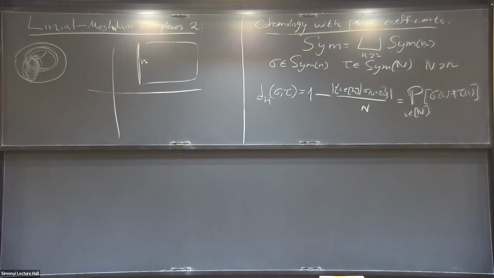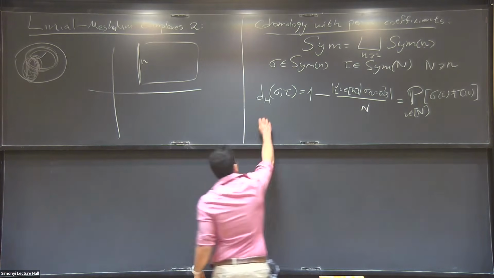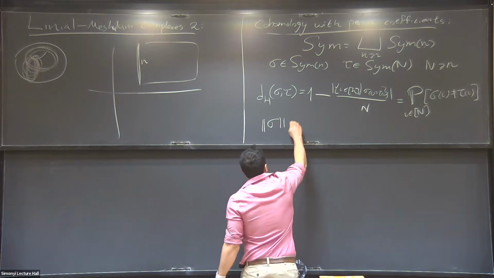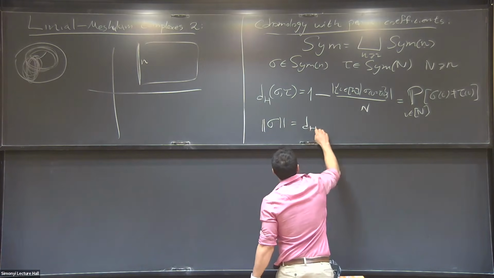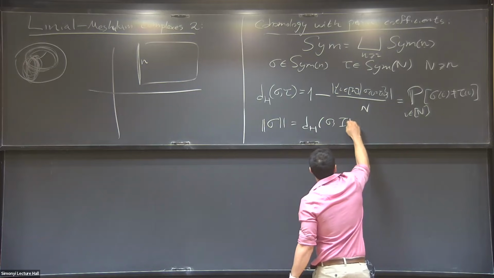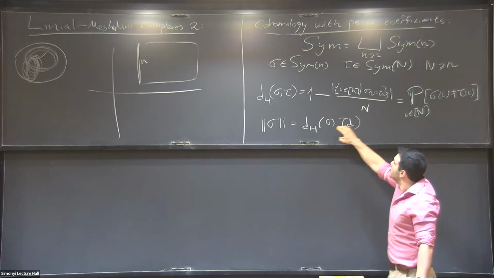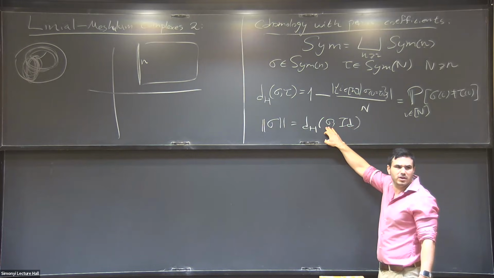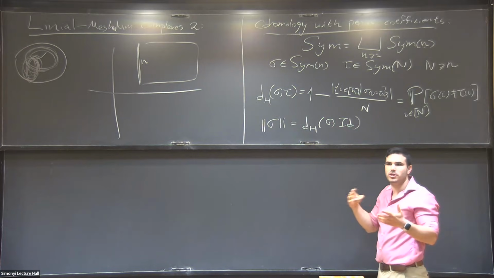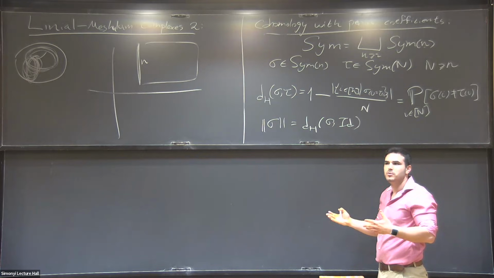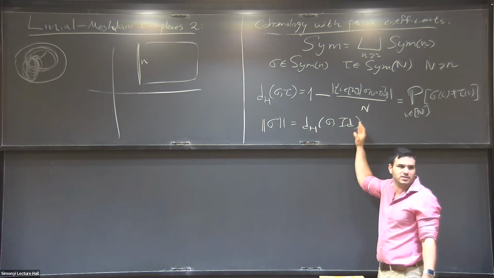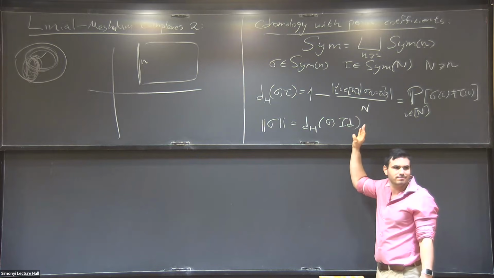Great, so another notation, the norm of sigma is the distance from sigma to the identity permutation on the same set, okay? Because notice that different identity permutations have non-zero distance between them, so you need to choose the correct one. The correct one is the one that acts on the same space, okay?